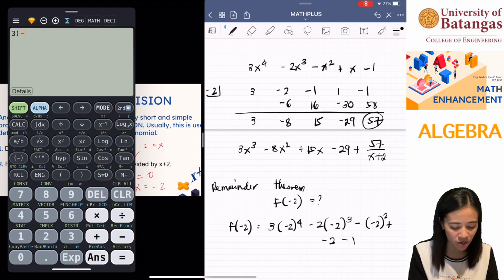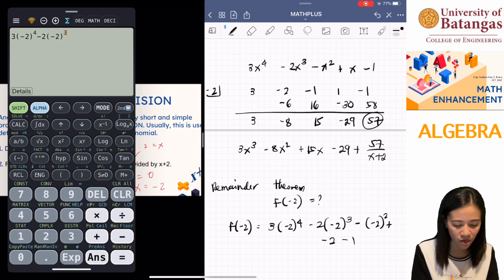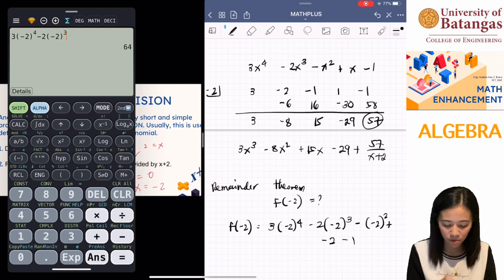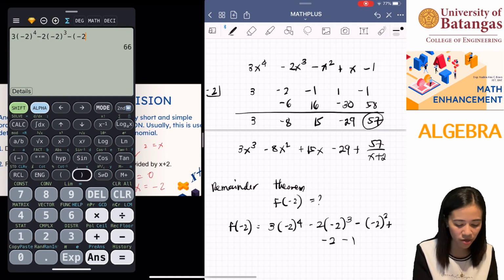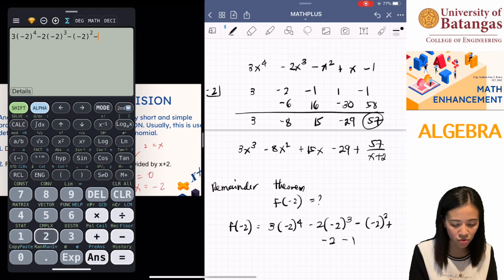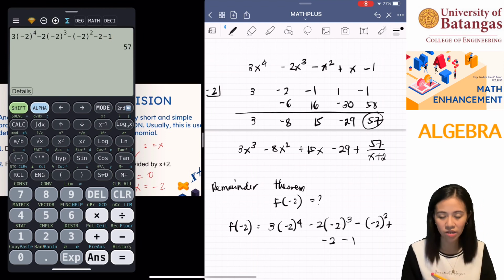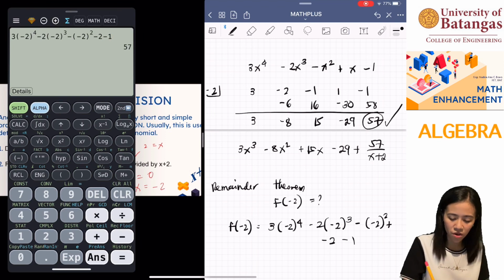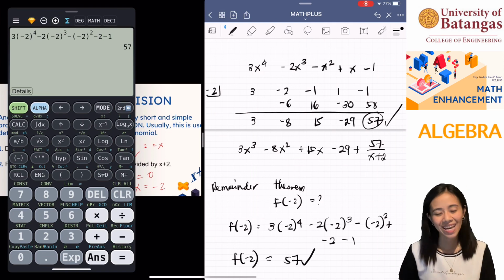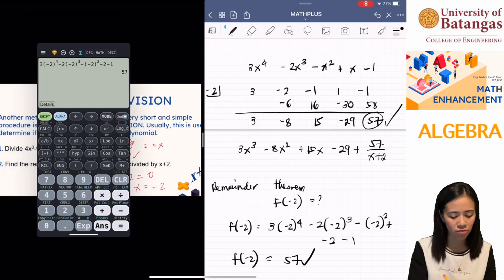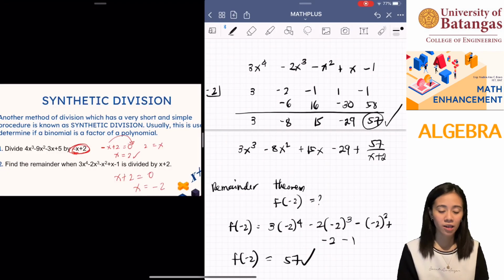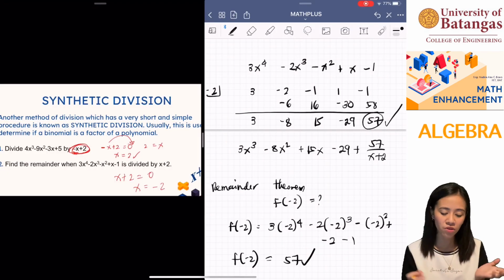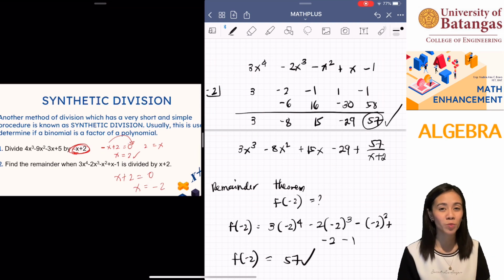So, you have 3 times negative 2 raised to 4. Okay, and then minus 2 times negative 2 raised to 3. Minus negative 2 squared. Okay, minus 2, minus 1. Sagot natin is 57, which is correct. So, yung remainder natin for f of negative 2 would be 57. Okay, and that gives you synthetic division. So, let me just close my calculator. Okay, so that's synthetic division, and that's everything you need to learn about basics on polynomials.